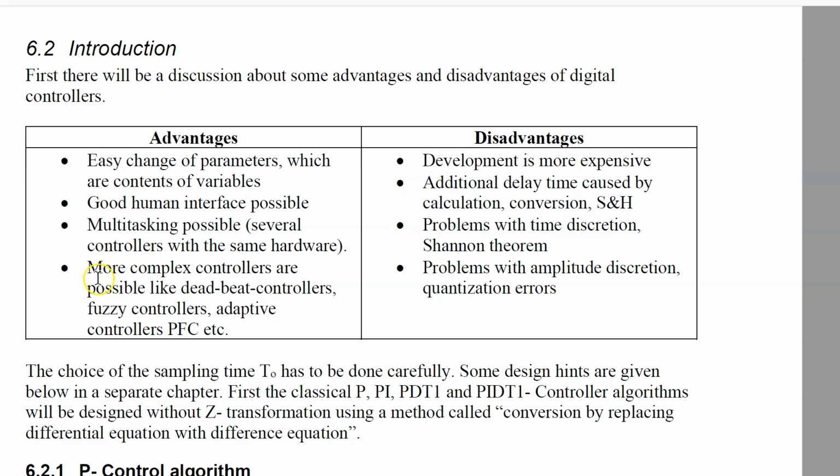Another advantage is you can realize more complex controllers. Like you will see what a deadbeat controller is. It's only realizable in a digital version of a controller. There is no analog replacement of a deadbeat controller. Or you can work with fuzzy controllers or adaptive controllers. Adaptive means automatic change of parameters of the controller if the process parameters change.